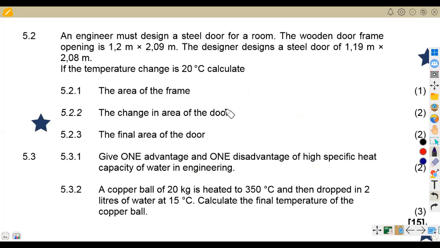On 5.2, we are given that an engineer must design a steel door for a room.